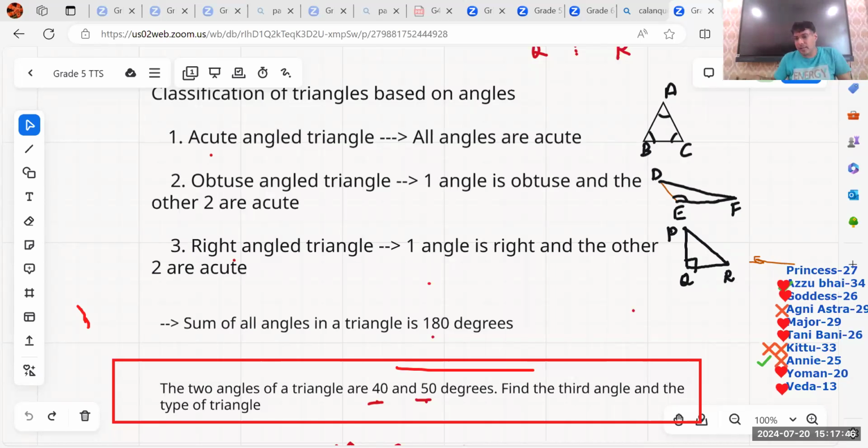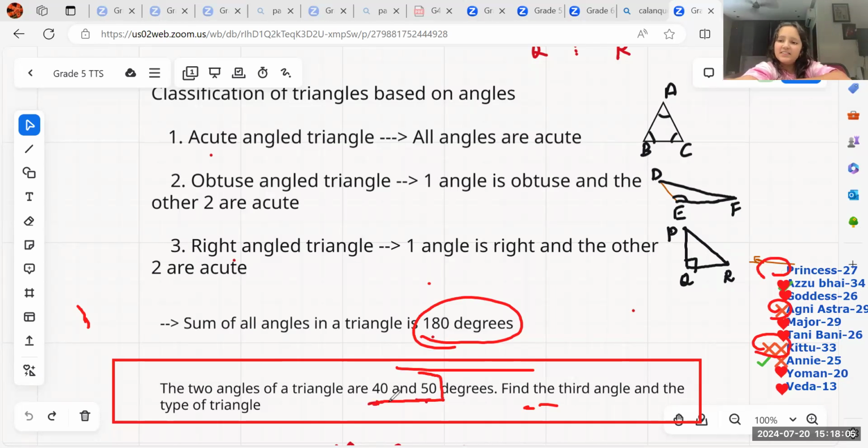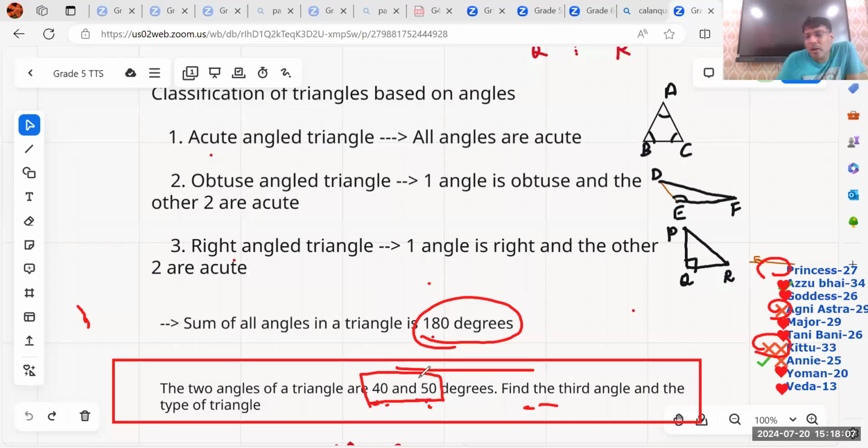Okay. So kids, look here. Beta, if two angles are 40 and 50, and the total is 180, can you tell me what will be the third angle? So only Kitu, Agni Astra and Princess can speak. 100. Beta, then what is 50 plus 40? 90 degrees. 50 plus 40 is 90, beta. Sorry, sir. 180 minus 90 is 90. So the third angle is 90 degree.